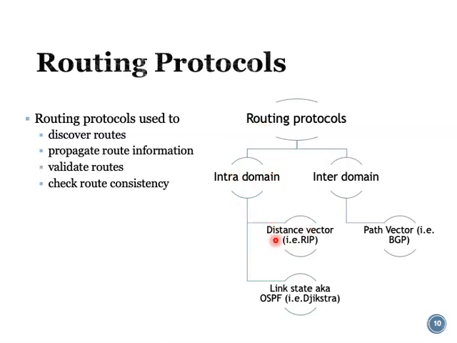There are several types of intra-domain routing protocols. For example, distance vector, and an example of a distance vector protocol is RIP, or Routing Information Protocol. Another type of intra-domain routing protocol is link state. An example is OSPF, or Open Shortest Path First. The example of the algorithm in OSPF is Dijkstra's algorithm. For the inter-domain, it uses path vector. An example of path vector is Border Gateway Protocol, which is used for the inter-domain routing of the autonomous systems.